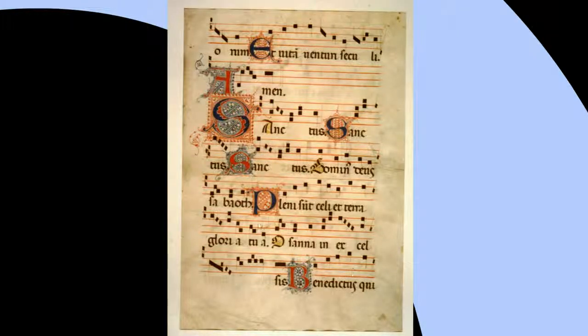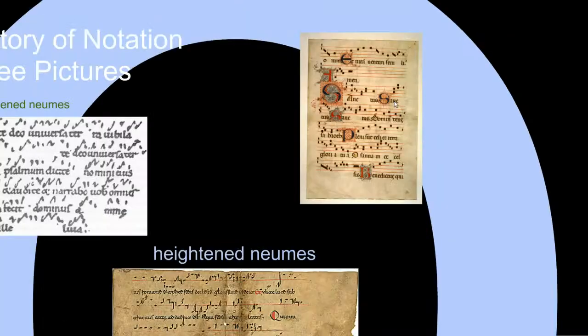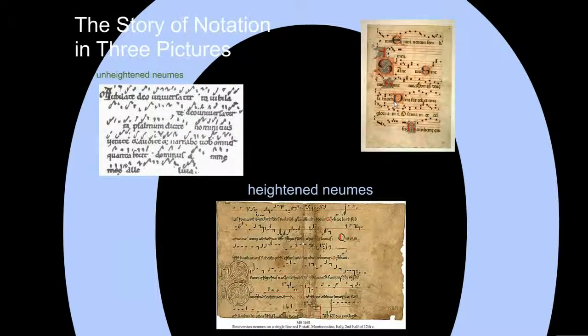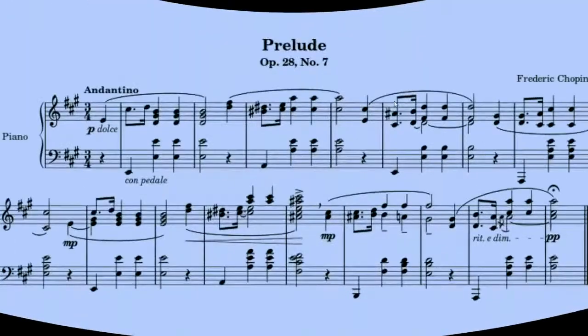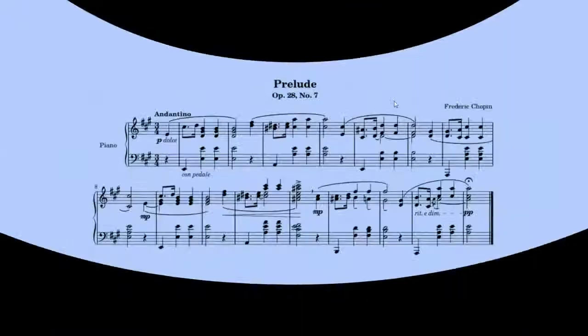This is a pretty standard example of what a piece of manuscript notation from around the 1300s or late 1200s looks like. So that's the story of notation in the medieval period in 3 pictures. Here is a small clip of modern notation.